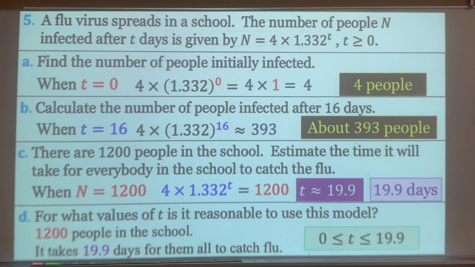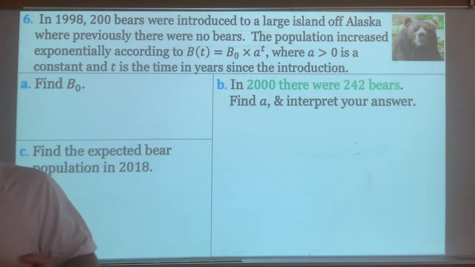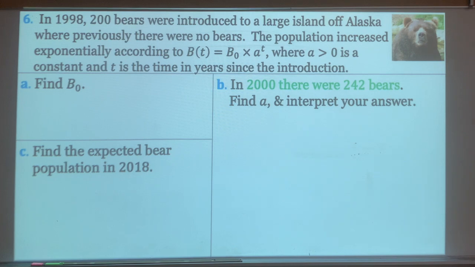All right. I think we're making good progress here. Number 6. In 1998, 200 bears were introduced to a large island. That's pretty cool. A large island off Alaska. Previously, there were no bears.